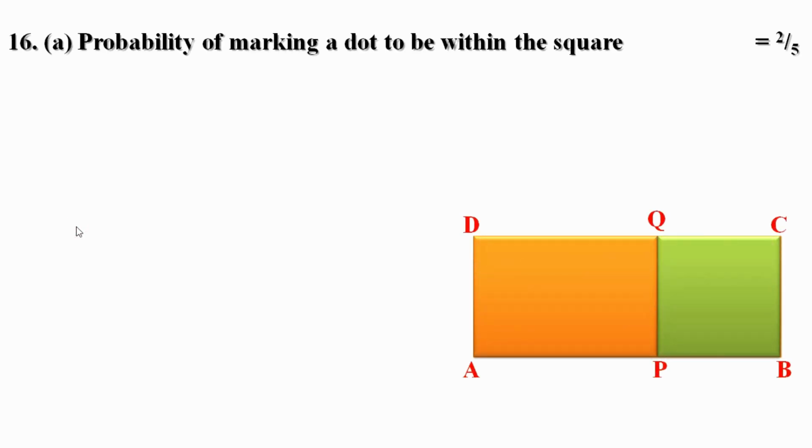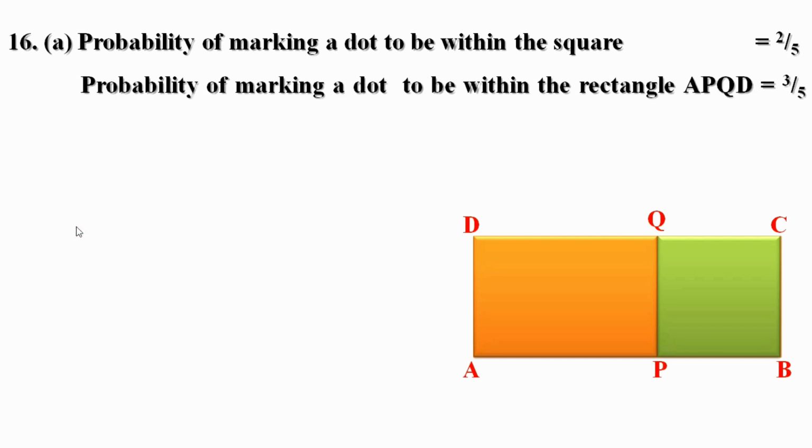Given that the probability of marking a dot to be within the square is 2 by 5. In the larger rectangle ABCD, there is a square and there is a rectangle. The sum of the probabilities is always 1. Since the probability of marking a dot to be within the square is 2 by 5, the probability of marking the dot to be within the rectangle APQD equals 3 by 5.